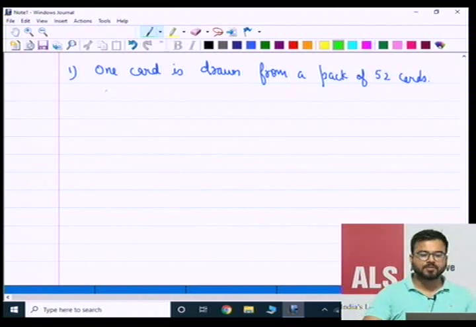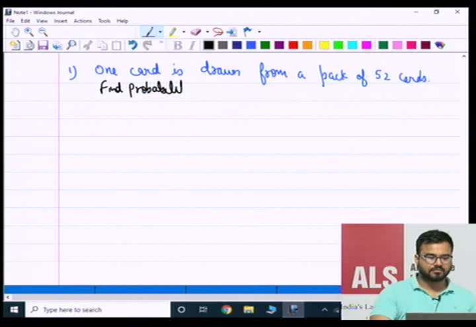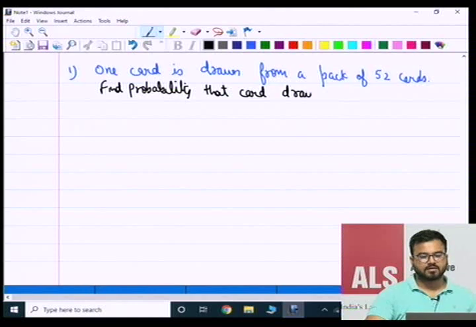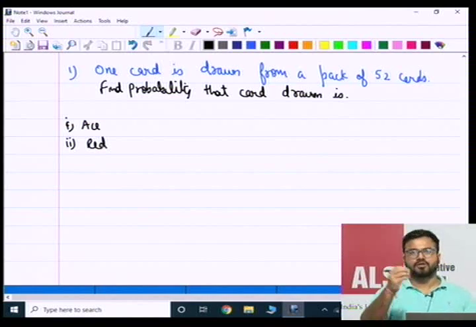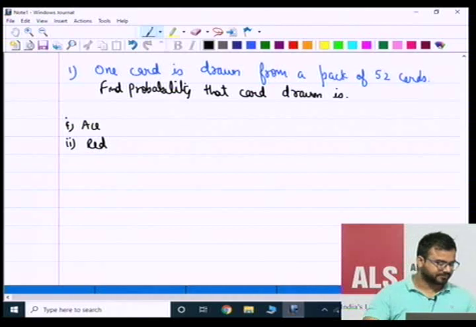So we have to find the probability of the following events. Find the probability that the card drawn is... So I am writing all the parts. Right now, do it on your own. Whatever you think should be the answer, and then we will discuss.